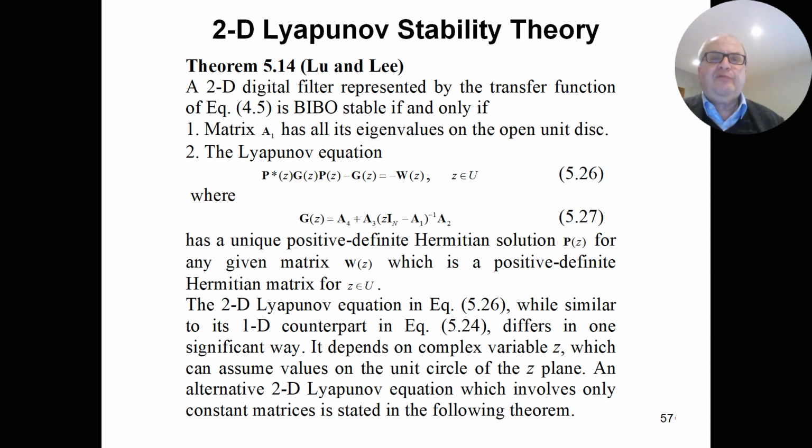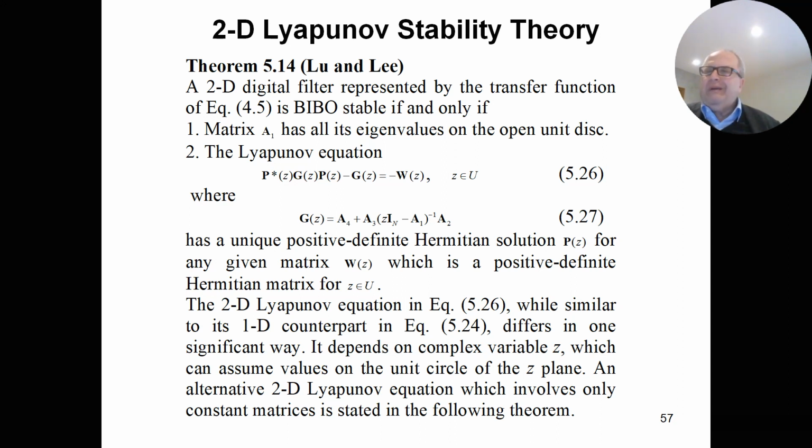two-dimensional systems, and for two-dimensional systems we have the theorem of Lu and Lee. A two-dimensional filter represented by the transfer function of equation 4.5 is BIBO stable if and only if matrix A1 has all its eigenvalues in the open unit disk. The Lyapunov equation 5.26, where Gz is given by equation 5.27, has a unique positive definite Hermitian solution Pz.